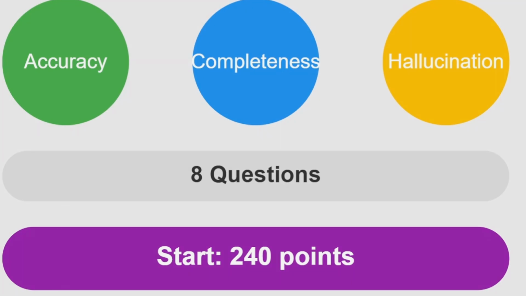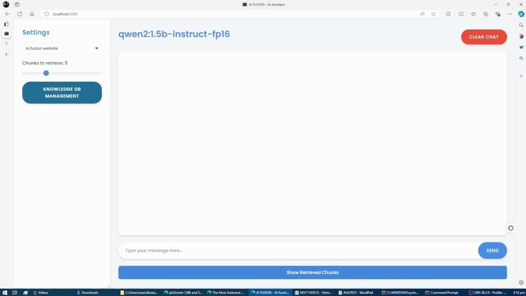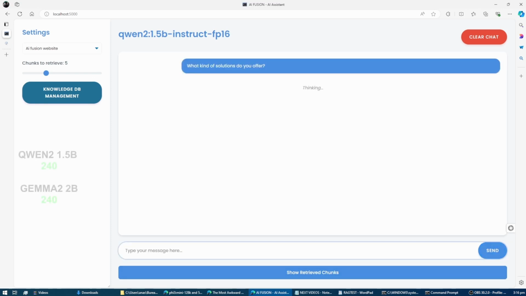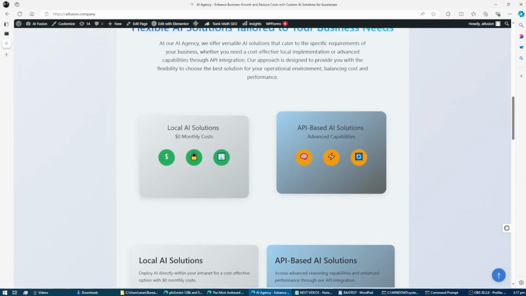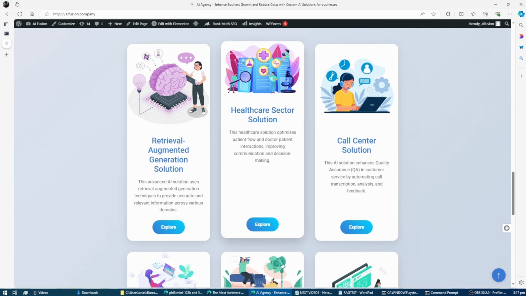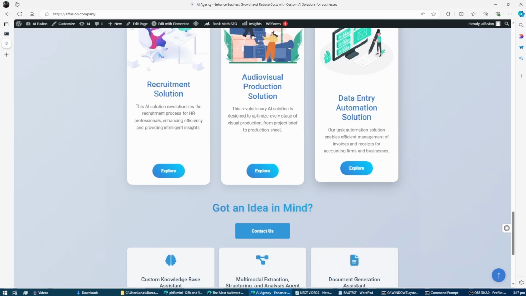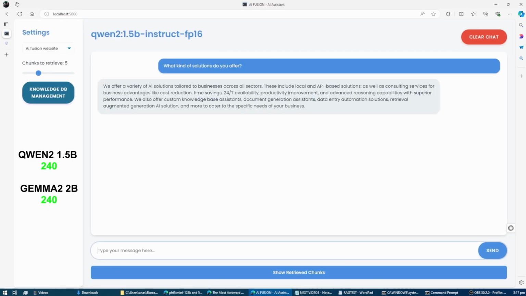Now, let us begin. Let's start with the first question. What kind of AI solutions do you offer? We'll begin with Qwen 2, the 1.5 billion parameter model. As you can see, the response is spot on. It accurately lists the AI solutions we provide, referencing the correct information from our website, so no points deducted here.